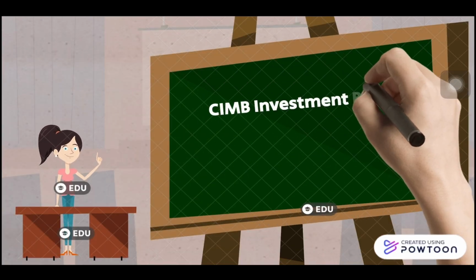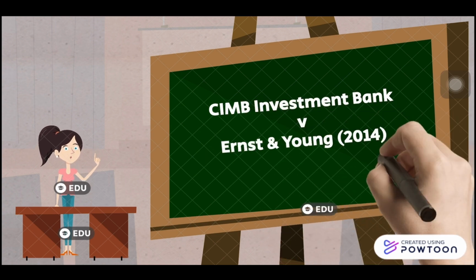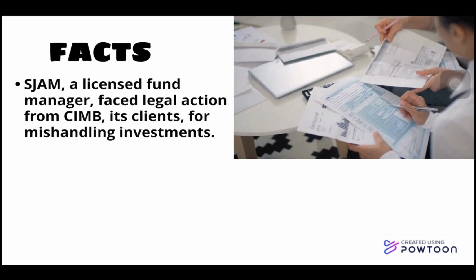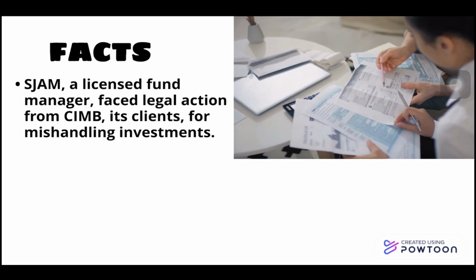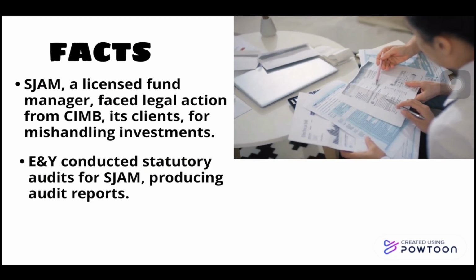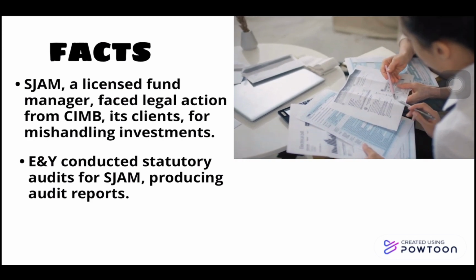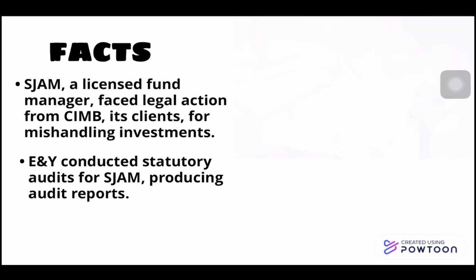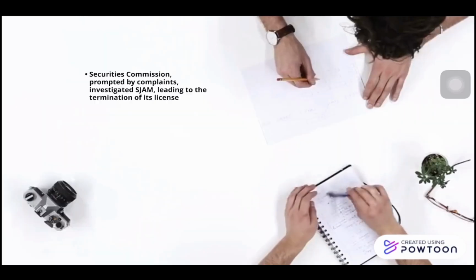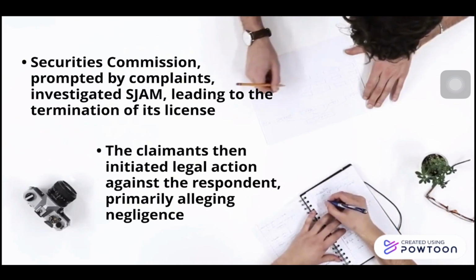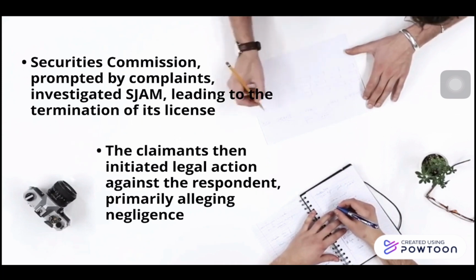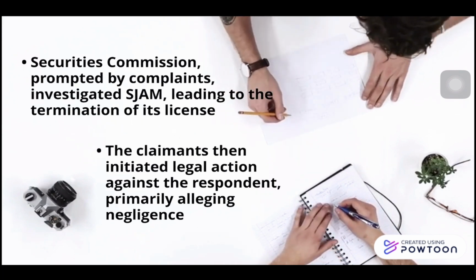The first case we'll be looking at is CIMB Investment Bank v Ernst & Young. Facts: SJM, a licensed fund manager, faced legal action from CIMB, its clients, for mishandling investments. E&Y conducted statutory audits for SJM, producing audit reports. The Securities Commission, prompted by complaints, investigated SJM, leading to the termination of its license. The claimants then initiated legal action against the respondent, primarily alleging negligence.